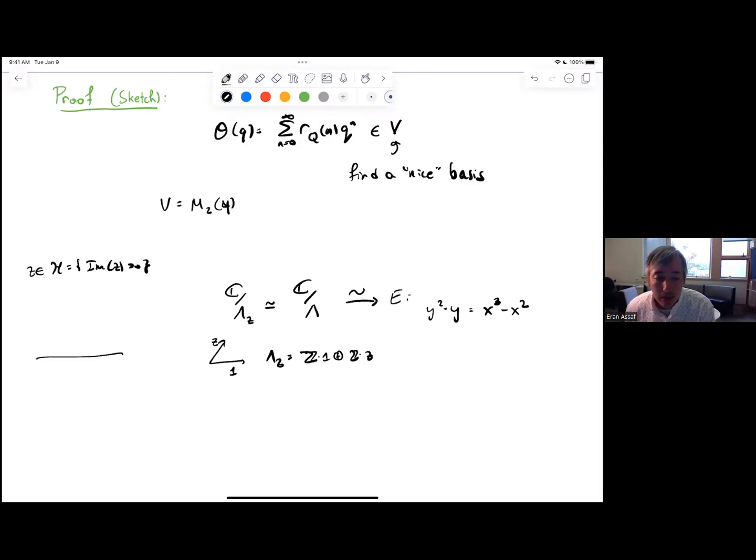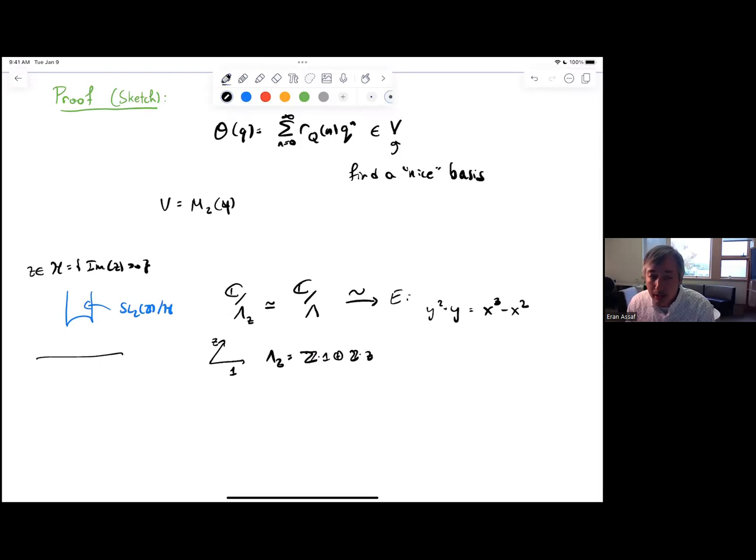Now, naturally, lattices don't change when we change the basis. That gives us an action of SL2Z. And that's why we usually look at this fundamental domain for the action of SL2Z on H. And modular forms are nice functions on this moduli space.